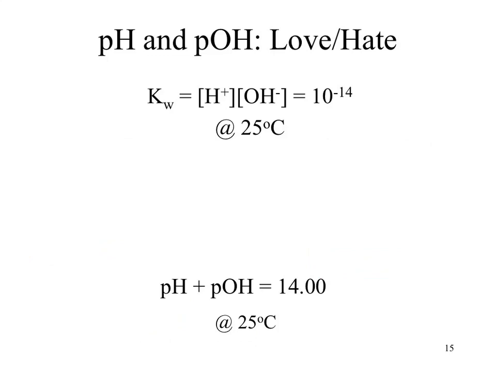At 25 degrees Celsius, we know the KW is 10 to the minus 14. So what we can do is take the log of both sides. What happens if we take the log of both sides? Sorry, the negative log of both sides.